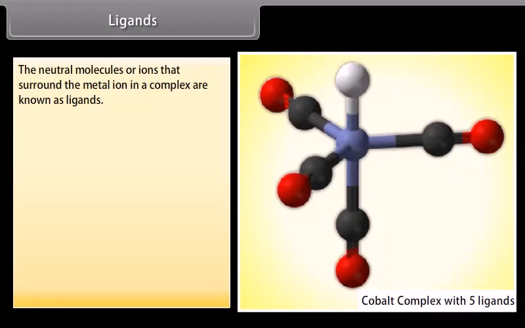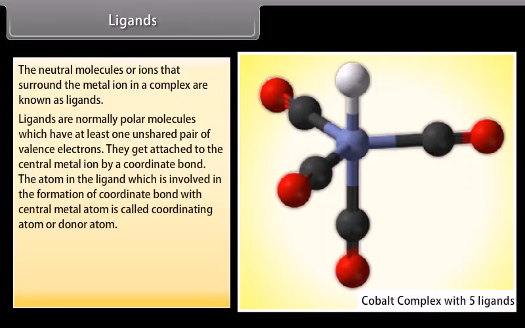Ligands. The neutral molecules or ions that surround the metal ion in a complex are known as ligands. Ligands are normally polar molecules which have at least one unshared pair of valence electrons. They get attached to the central metal ion by a coordinate bond. The atom in the ligand which is involved in the formation of the coordinate bond with the central metal atom is called the coordinating atom or donor atom.